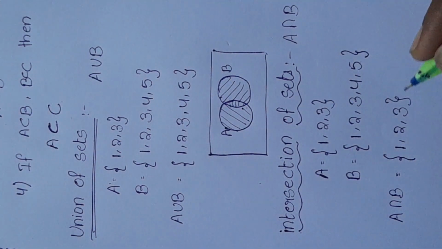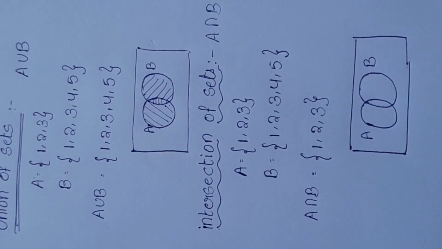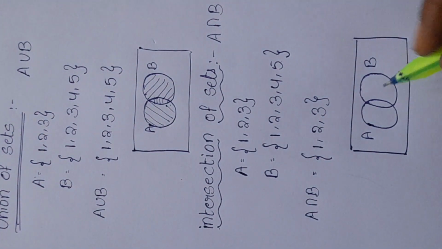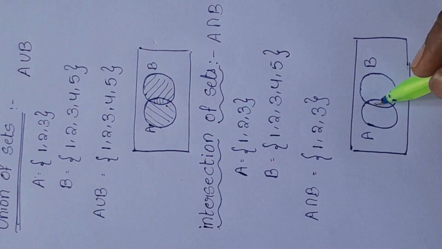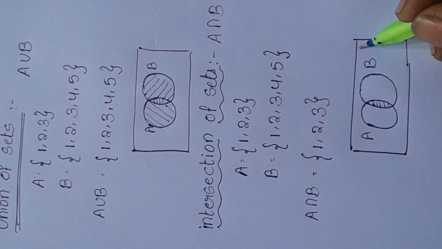This is the intersection of the two sets A and B. Now the Venn diagram representation is we are taking only the elements which are in common in both the sets. So we should shade only the common portion. This is the A intersection B Venn diagram.